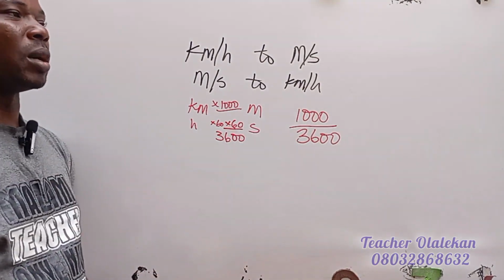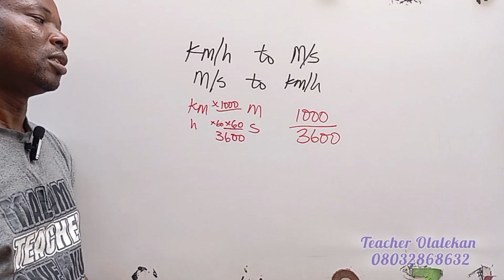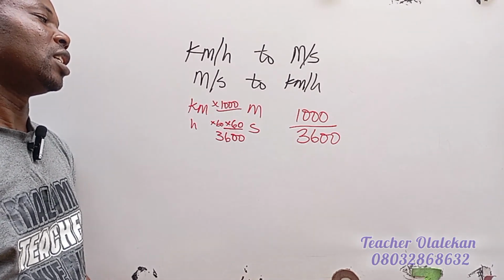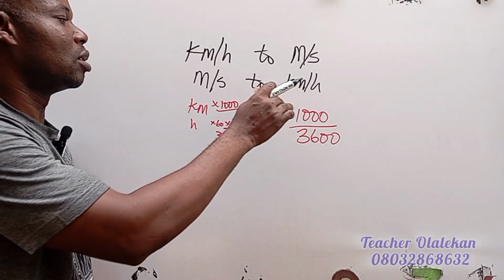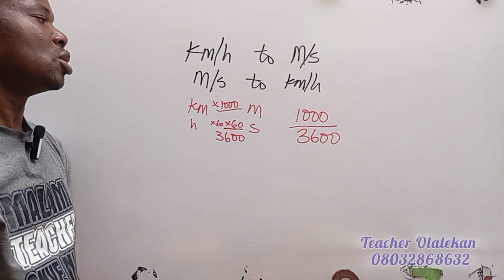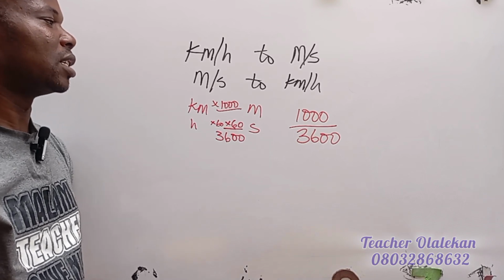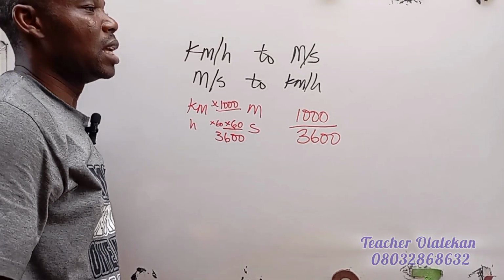If you are changing from kilometer per hour to meter per second, you multiply by 1000 over 3600, and if you are changing from meter per second to kilometer per hour, you divide. So that is the logic.